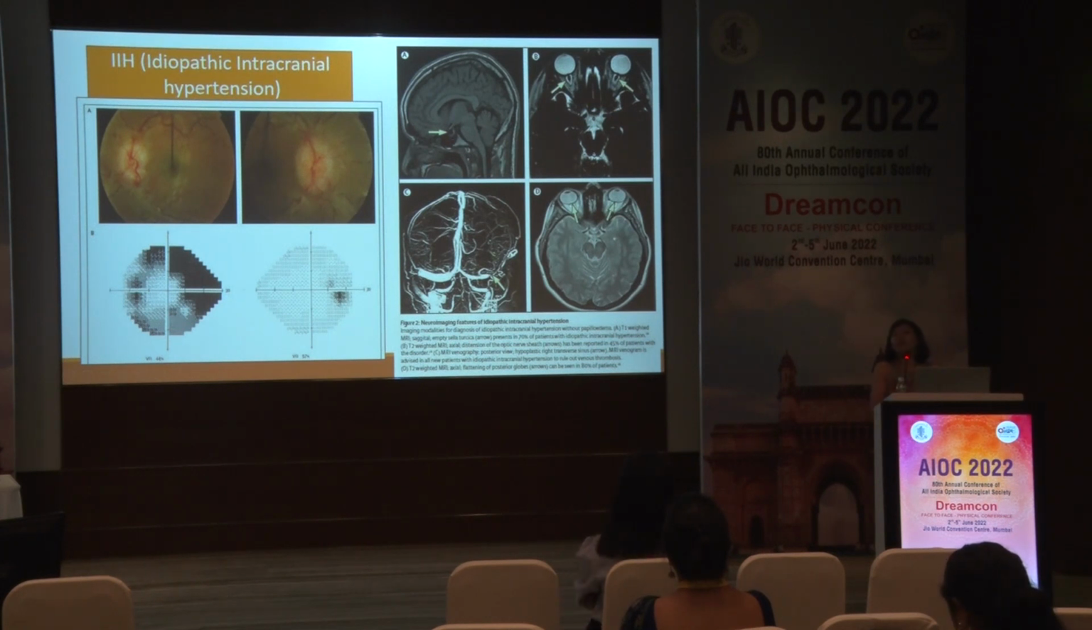It may be seen in normal individuals, but in the presence of papilledema, it's suggestive of IIH. So that is one of the soft signs for IIH. Then, of course, you do an MR venography. You rule out a venous sinus thrombosis.